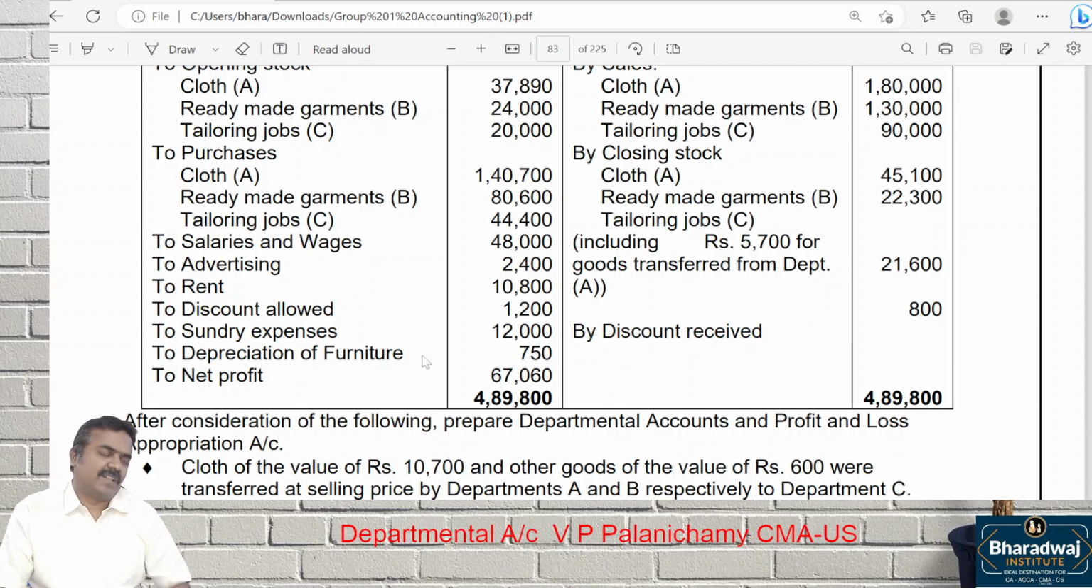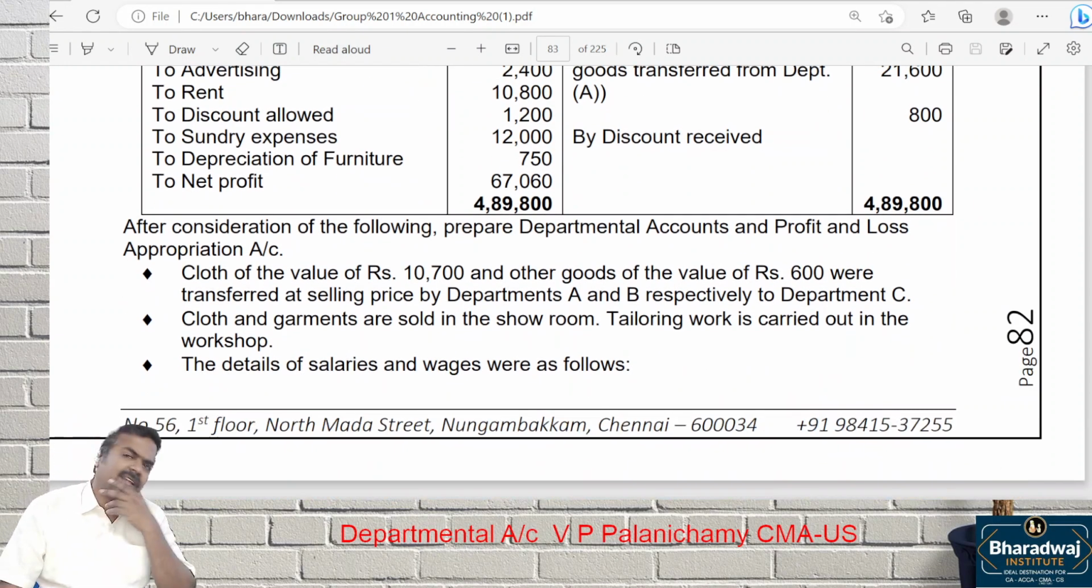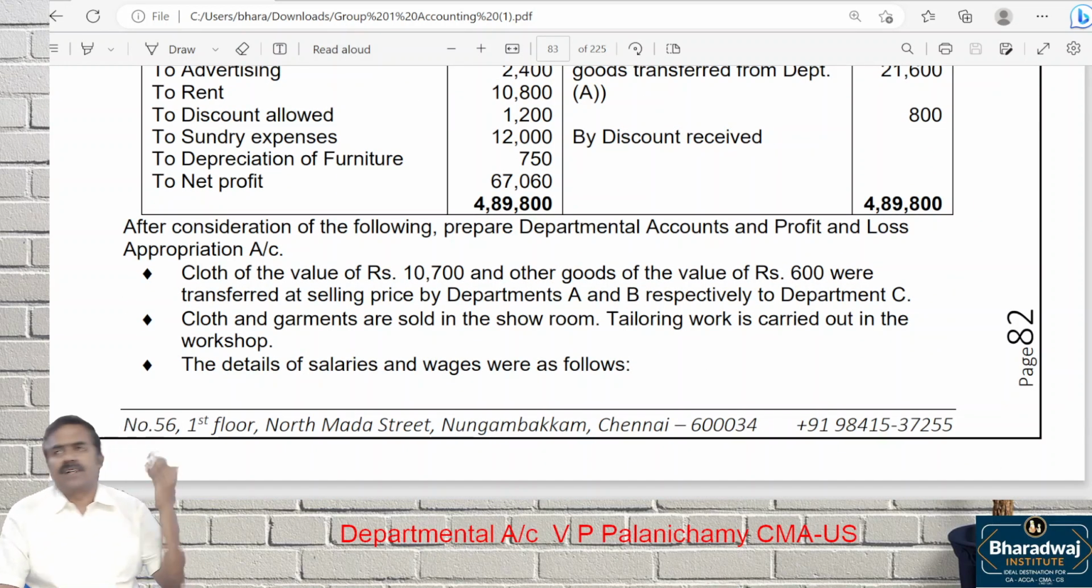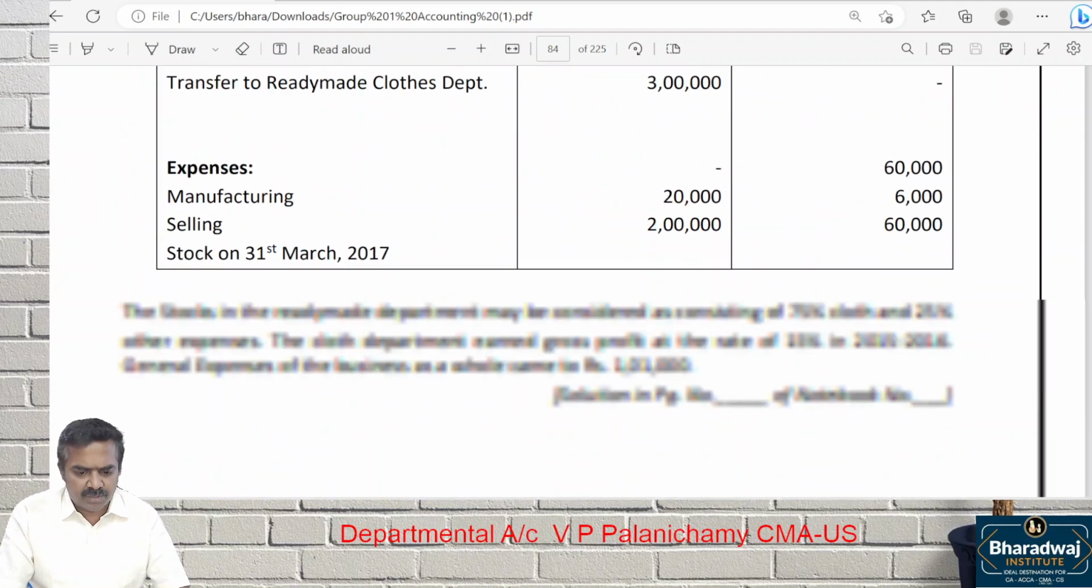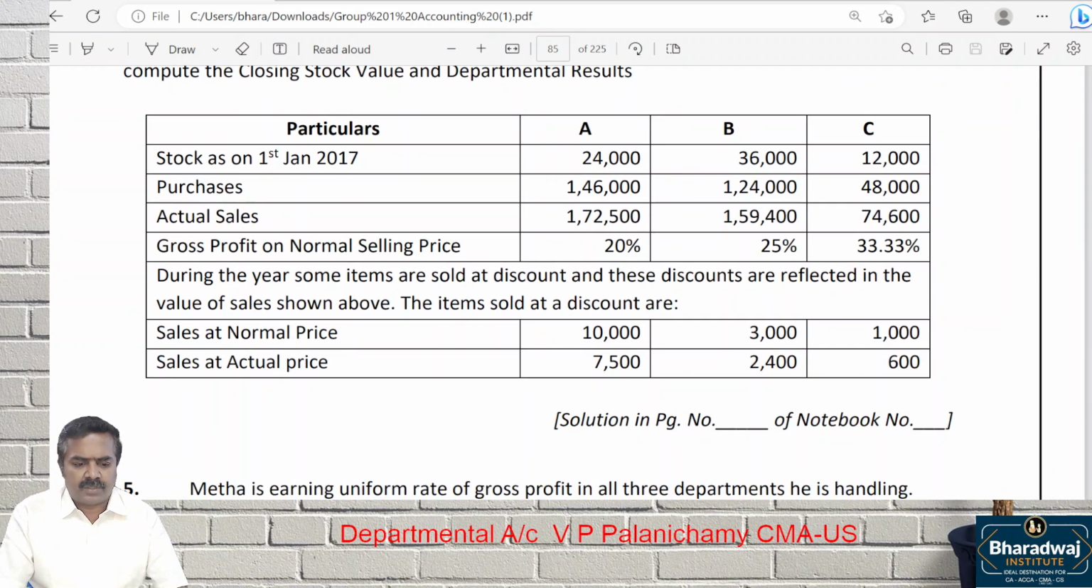Then interdepartmentally transferred stock sometimes will be taking place at invoice price. When stock is at invoice price, we remove the loading in the general P&L account. How to remove the loading? Against opening stock in the credit side, against the closing stock in the debit side, we remove the loading. Opening stock will be at last year's GP ratio, and closing stock at the current year GP ratio.